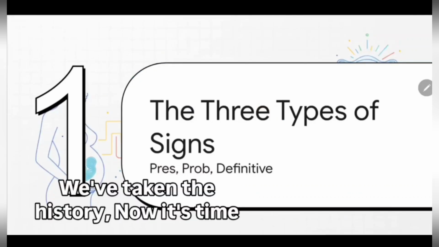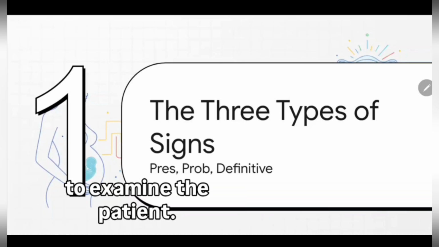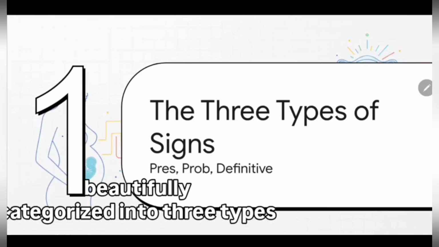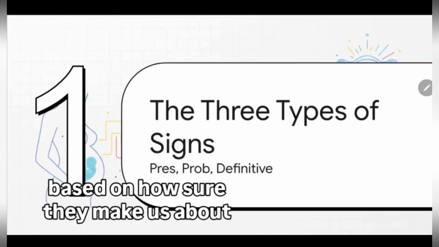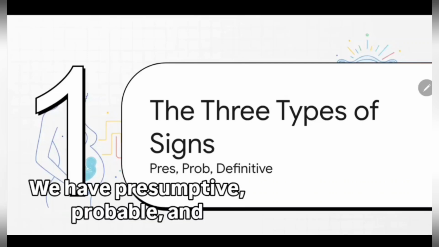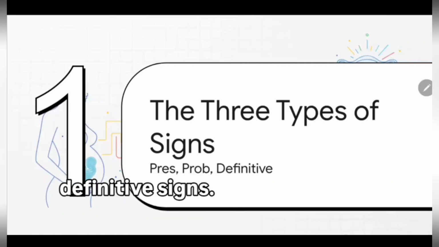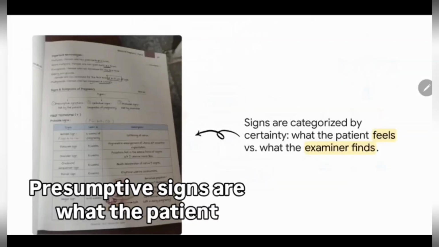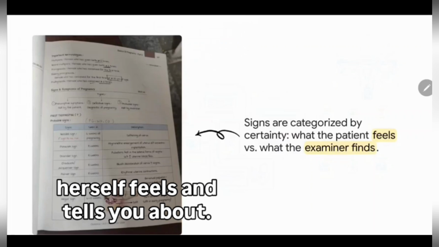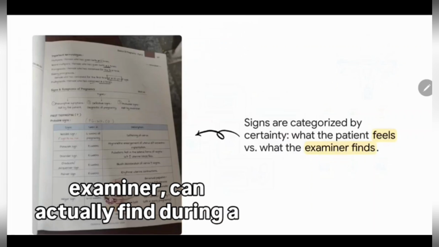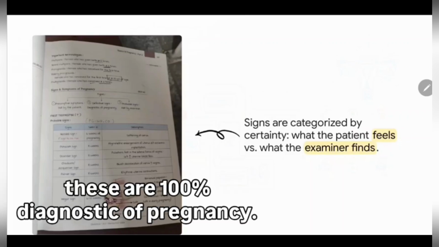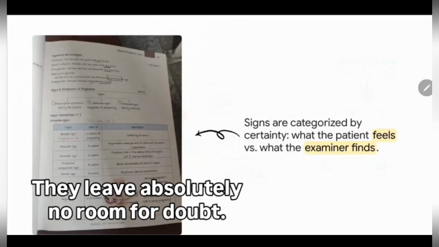We've taken the history, now it's time to examine the patient. The clinical signs of pregnancy, they're beautifully categorized into 3 types based on how sure they make us about the diagnosis. We have presumptive, probable, and definitive signs. And the concept is really very simple. Presumptive signs are what the patient herself feels and tells you about. Probable signs are what you, the examiner, can actually find during a clinical examination. And definitive signs? These are 100% diagnostic of pregnancy. They leave absolutely no room for doubt.